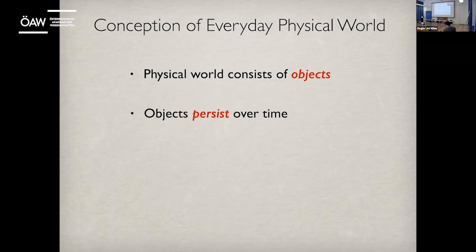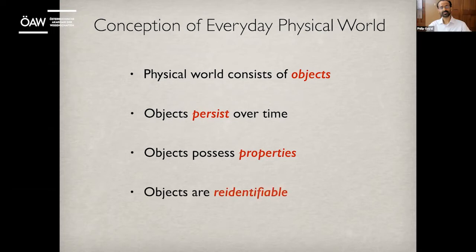And it is what fundamentally underwrites the ability to say, well, this object I'm seeing now is the same as an object I saw earlier. And these objects possess properties like shape and color and position, which we assign on the basis of their appearances. And these objects are also re-identifiable.